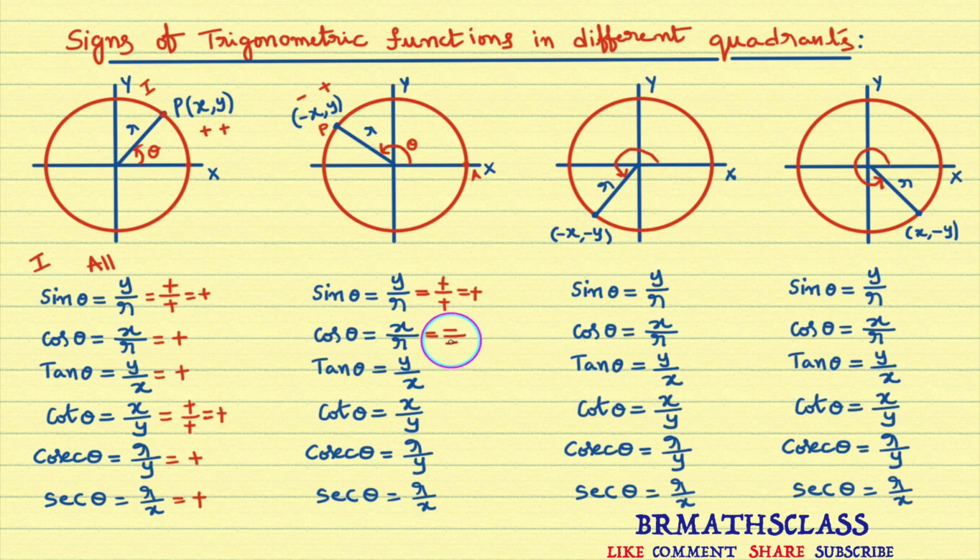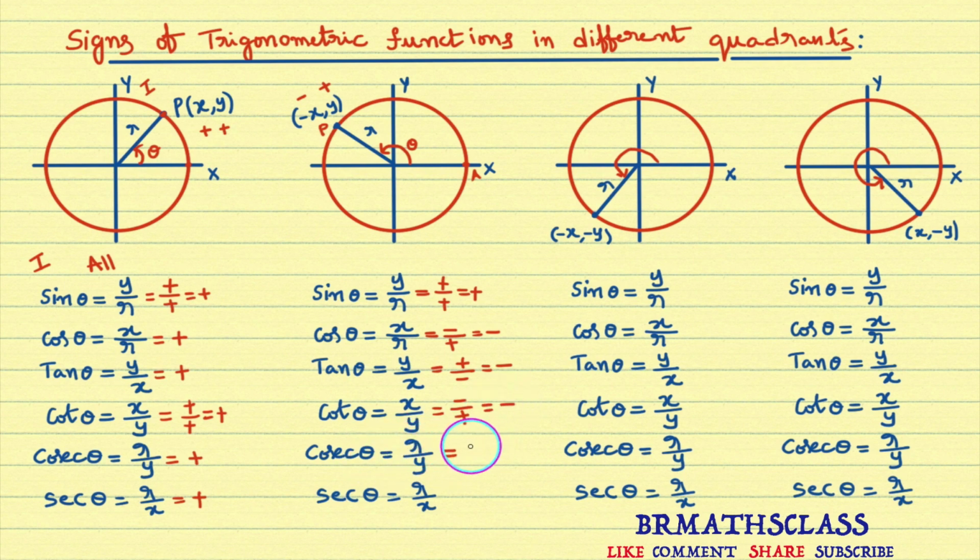Negative divided by positive. Please observe this. Numerator is negative, denominator is positive. What will you say about the total expression? Total expression will be negative. Okay. Tan theta is y by x. In the second quadrant, y is positive, x is negative. So, total expression will be negative. Similarly, here x is negative, y is positive. Total expression is negative.